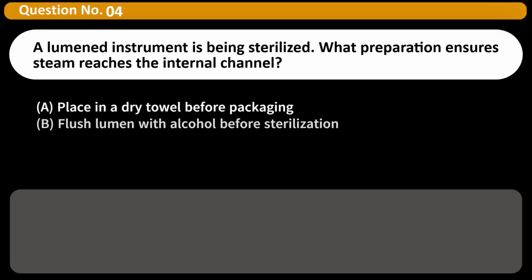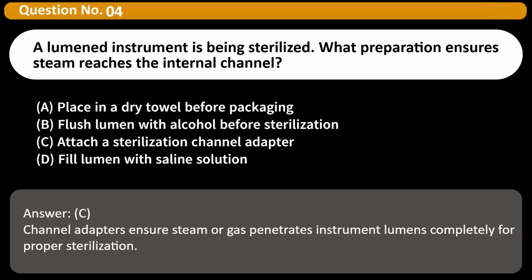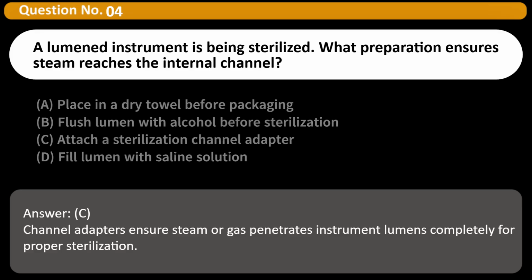A lumen instrument is being sterilized. What preparation ensures steam reaches the internal channel? A. Place in a dry towel before packaging. B. Flush lumen with alcohol before sterilization. C. Attach a sterilization channel adapter. D. Fill lumen with saline solution. Answer C. Channel adapters ensure steam or gas penetrates instrument lumens completely for proper sterilization.